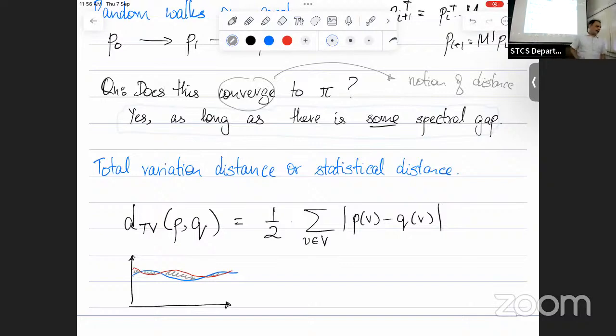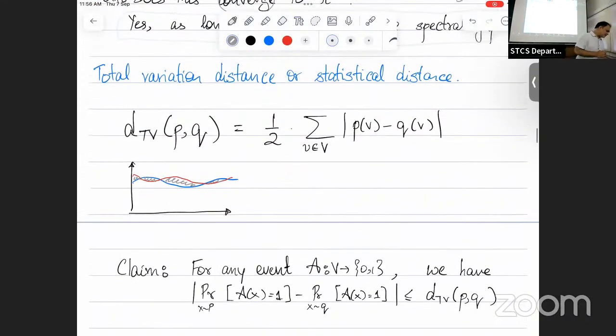Why the half? The half is because this also has a dual representation, which is very useful when it comes to where you might want to apply this. The dual representation is the following. This total variation distance captures the following. Suppose you want to distinguish between the two distributions P and Q. What does distinguishing two distributions mean in certain applications you care about? One way to say that is you are free to choose an event of your choice. You want to say this event is satisfied by these vertices, it's not satisfied by these vertices. That's completely up to you.